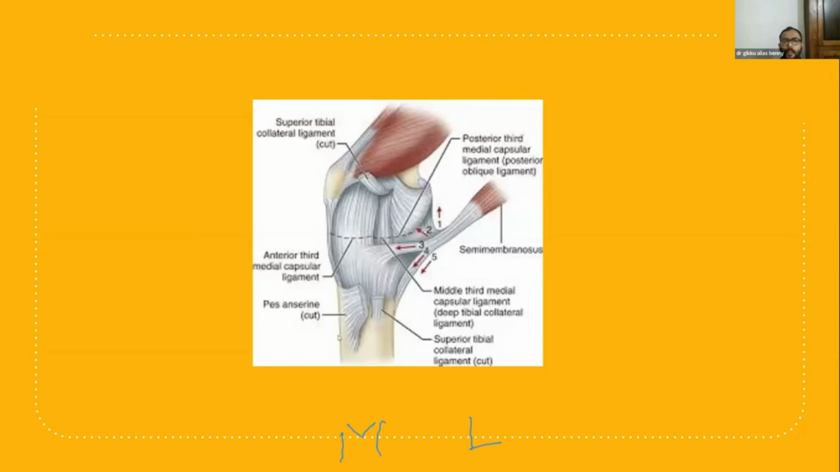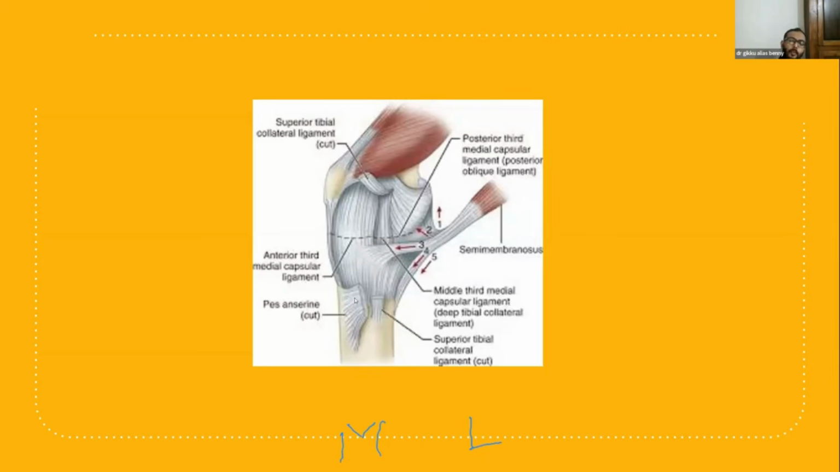Okay. And please note this pes anserine bursa, which is situated at the medial aspect, in two conditions. That means if a patient has a long history of osteoarthritis, there is a chance of pes anserine bursitis associated with it. And also pes anserine bursitis may be associated with a patient who is walking uphill and downhill a lot. And this pes anserine bursa is the attachment point of three muscles.